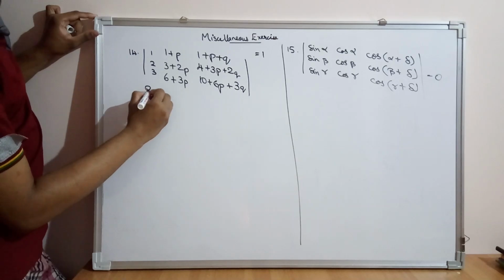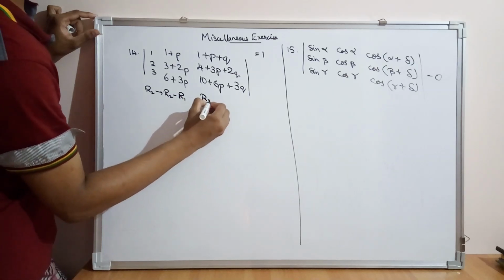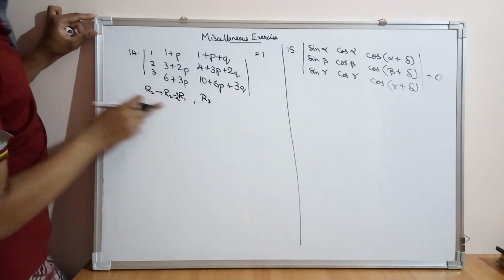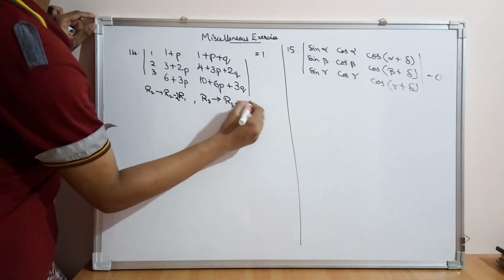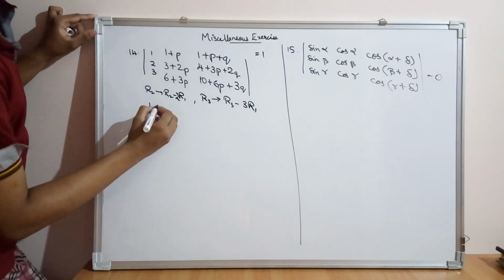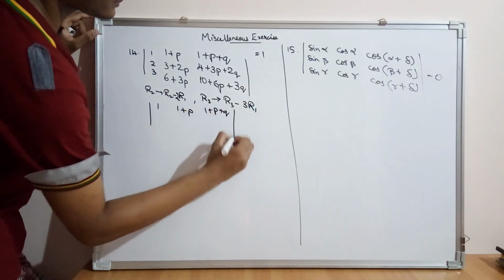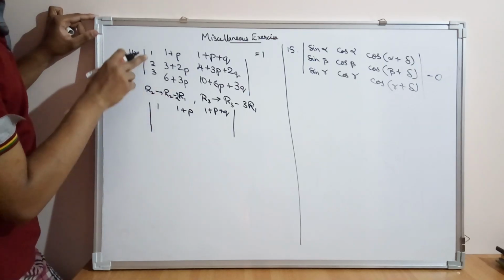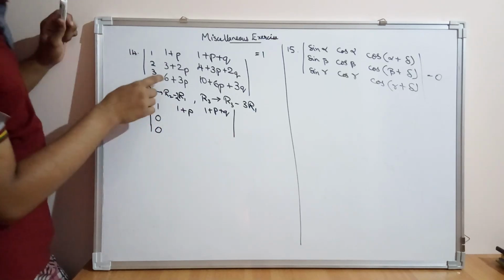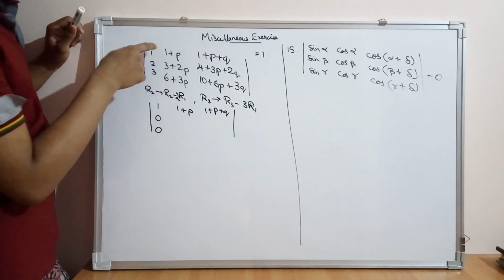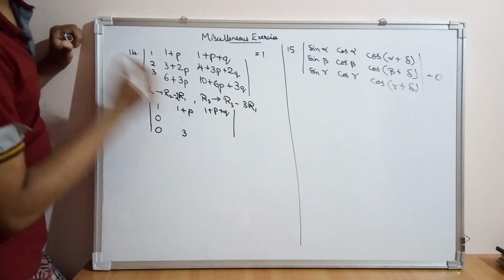So for that I need to do R2 becomes R2 minus R1 and R3 minus 2R1, okay, because there is only 1p here. So R3 to R3 minus 3R1. We'll see what it is going to be. This is going to be 1 plus p and 1 plus p plus q itself. Then 2 minus 2 times 1 is 0. Similarly this also is 0. Then you have 6 plus 3p. 6 plus 3p minus 3p and 3p will get cancelled. 6 minus 3 you will get 3.